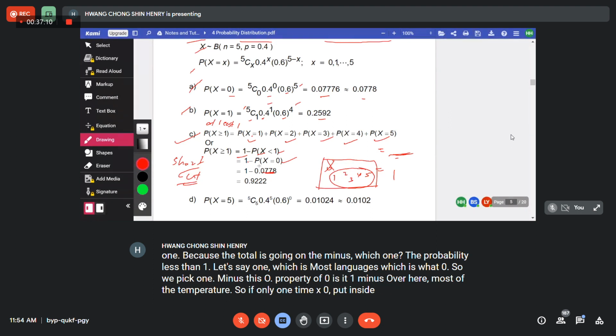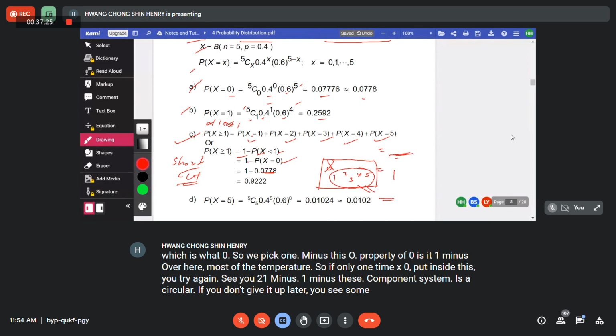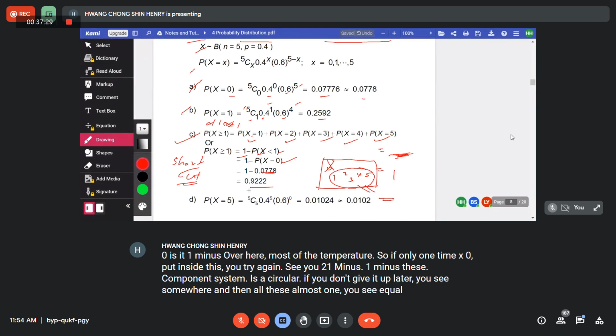When x is 0, you get this one, 0.0778. So you take 1 minus this. The balance is where? This is a circle one. If you don't believe, later you can calculate all of these 1 by 1 and total them. Is it equal to 0.9222? So I call this the shortcut formula.